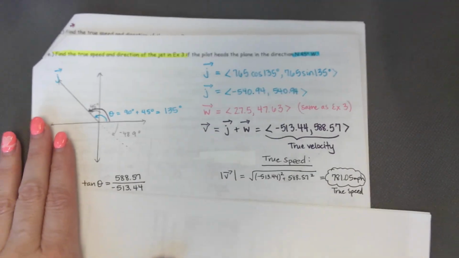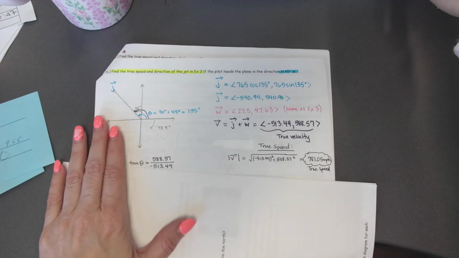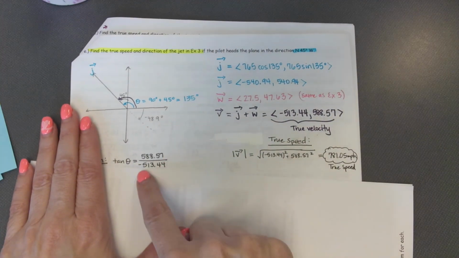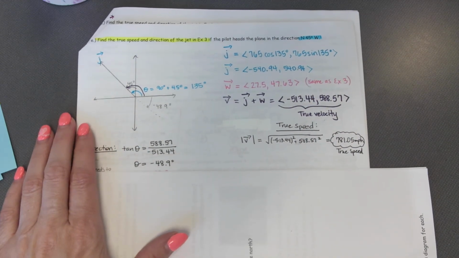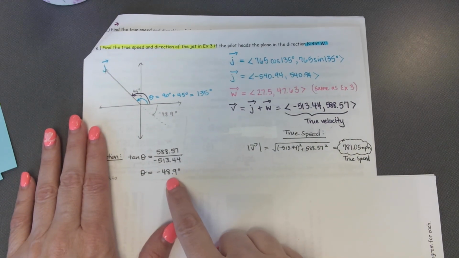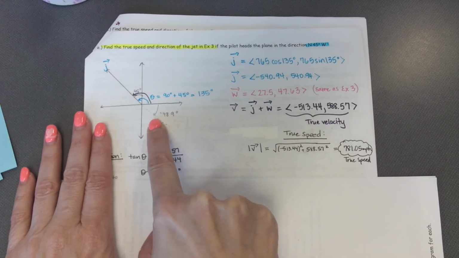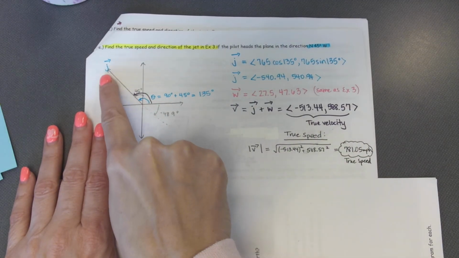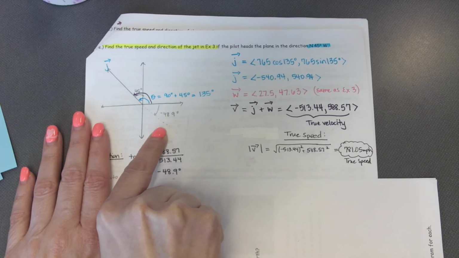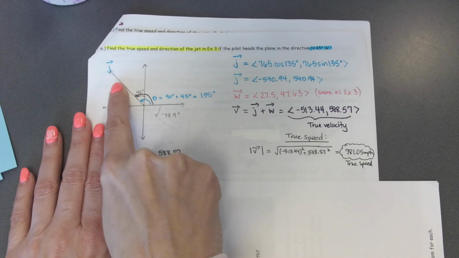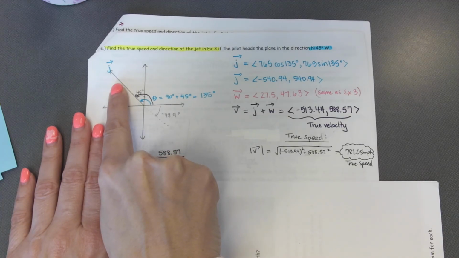Okay, all right. Now, the tangent was a little bit trickier, so I am going to talk you through that a little bit more. When you're finding the tangent, you set up b over a with the true velocity vector, and then you got negative 48.9 degrees, which would be here on the diagram. But the jet isn't going this direction, right? The jet isn't going southeast. It's going northwest. You guys with me on that?